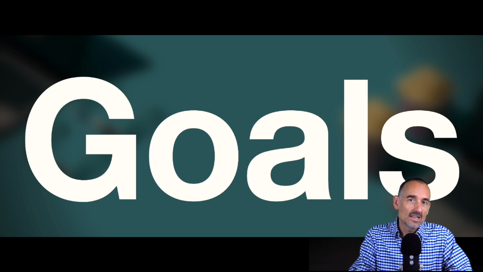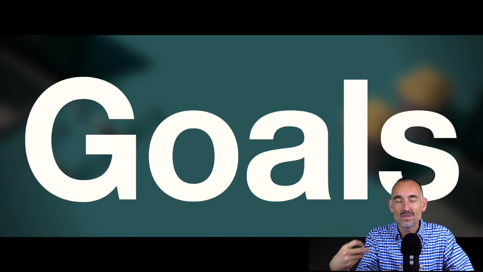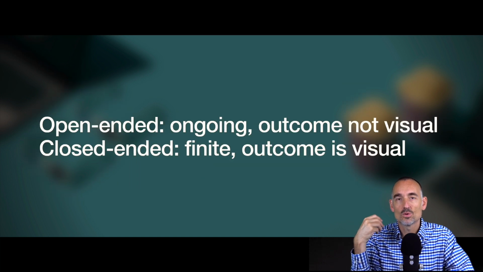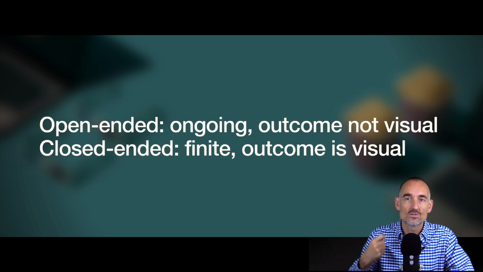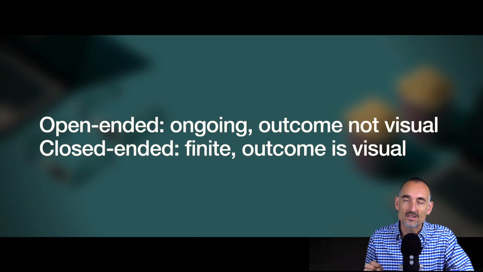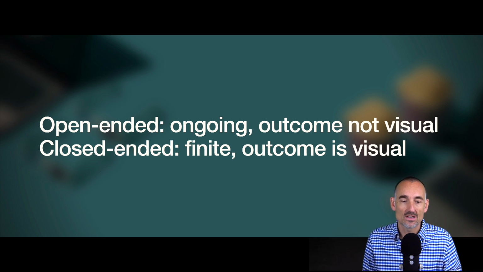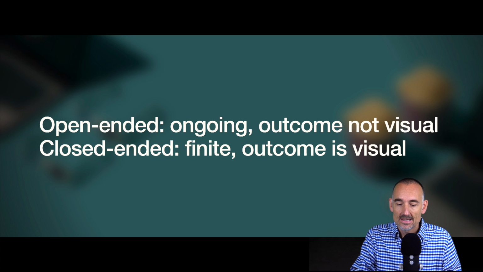Having a goal is not enough per se. You need to know what sort of goal, because there are open-ended goals that are ongoing, of which the outcome is not immediately visible, or visual rather. It's hard to visualize, to imagine the outcome of that goal. And then there are closed-ended goals that are finite and that we can imagine, that we can visualize. The outcome is visual. And sometimes you have a mixture. Sometimes you have several of those that make up the overall story.